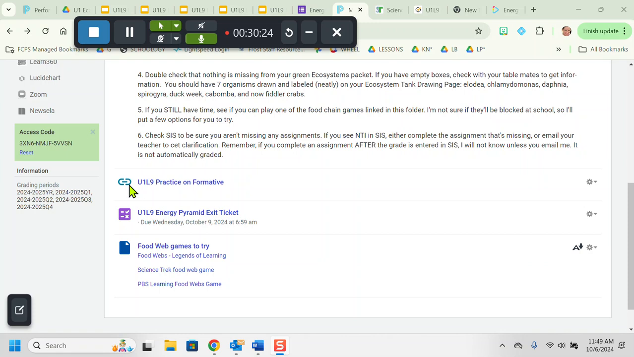Okay, so here's our Unit 1, Lesson 9 practice on formative. 8th period, you have to do this. 2nd period, check with Miss Russell. All of you have to do Unit 1, Lesson 9 exit ticket. And here are some food web games that you can try. I don't know which ones of those will open for you. That's why I gave you 3 different options. So that's just for fun and for extra practice. Those are not required.